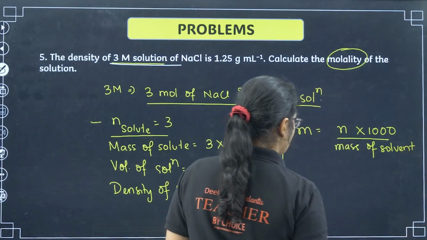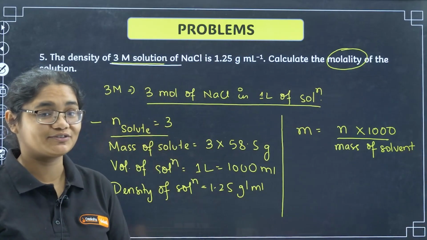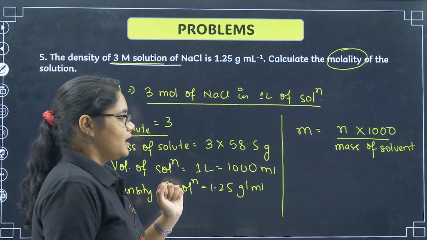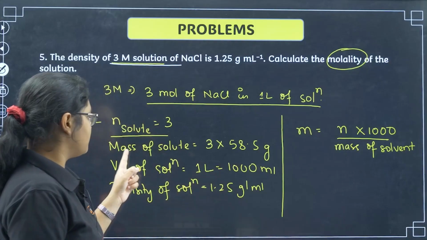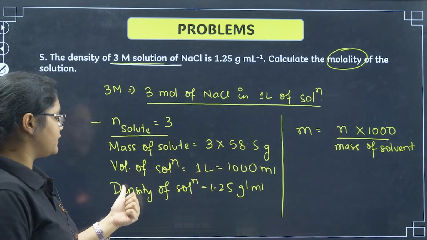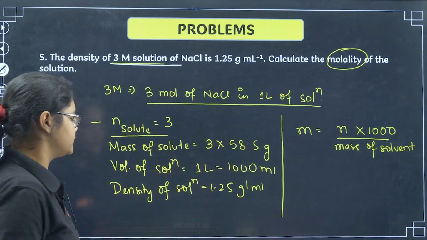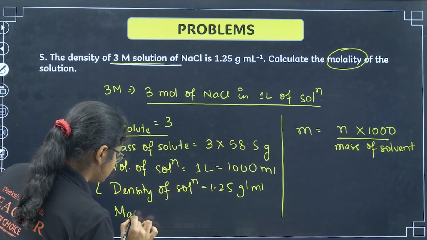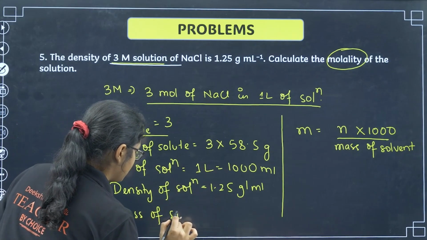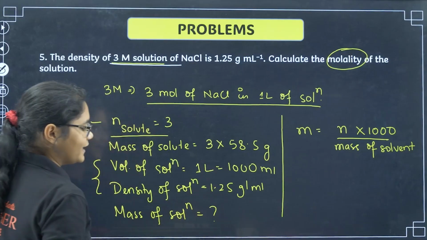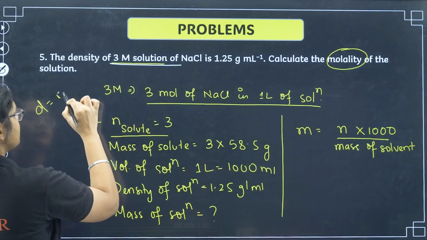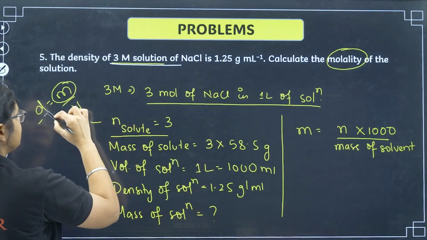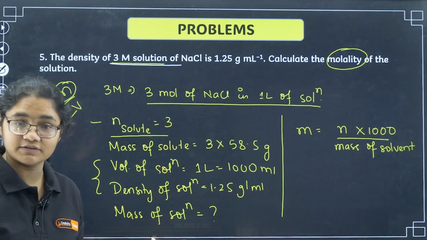How to do that? Mass of the solvent. How can we find mass of the solvent? So let's see here. You have got mass of the solute, and we have got density of the solution and volume of the solution. Using these two data, can I calculate mass of the solution? Yes. Why? Density is equal to mass by volume. I have been given density and volume, so I'll calculate mass of the solution.